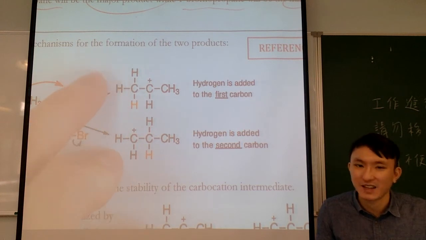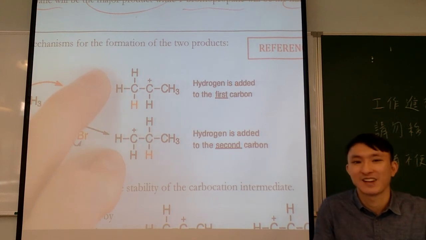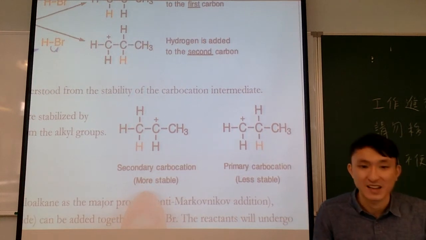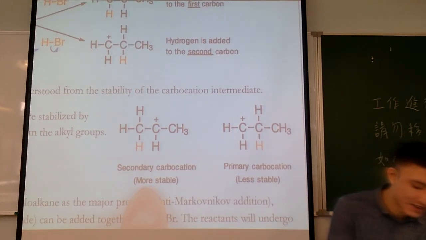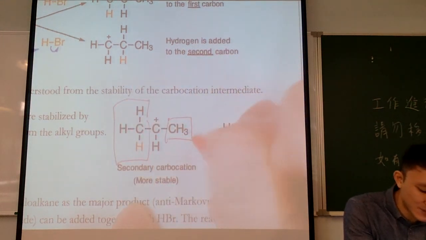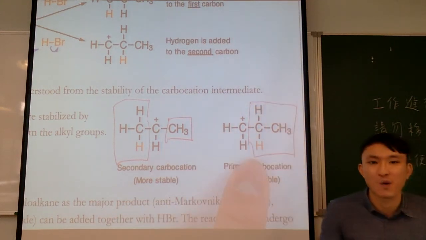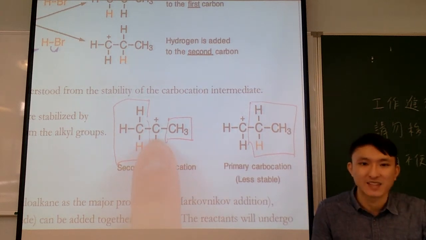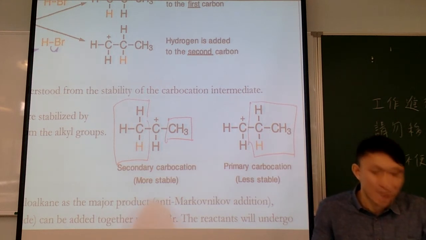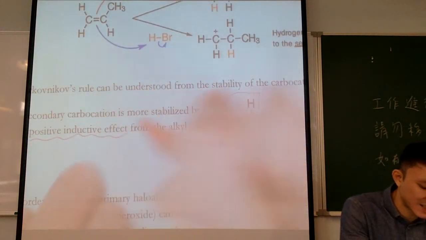However, even though they are very unstable, there is still a more stable, unstable carbocation. It turns out that this one is a secondary carbocation. Secondary means that this carbocation is surrounded by 2 alkyl groups. And primary means that the carbocation is connected to 1 alkyl group. The one that is connected to more alkyl groups will appear more stable. And the reason is due to something called the positive inductive effect.